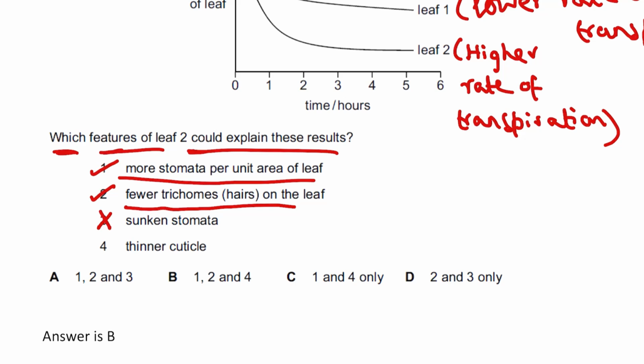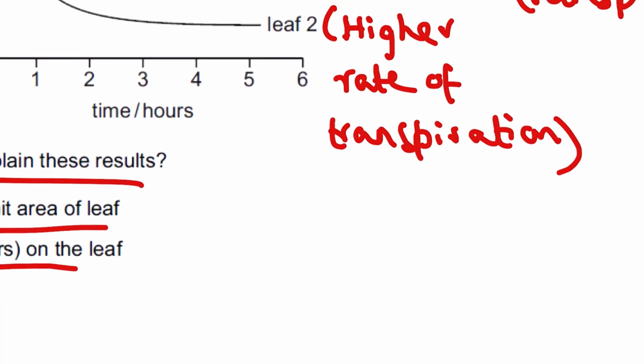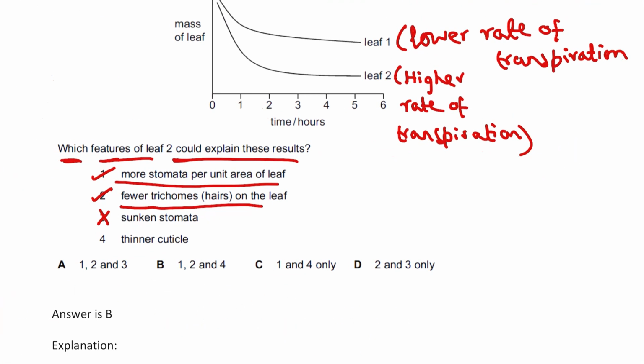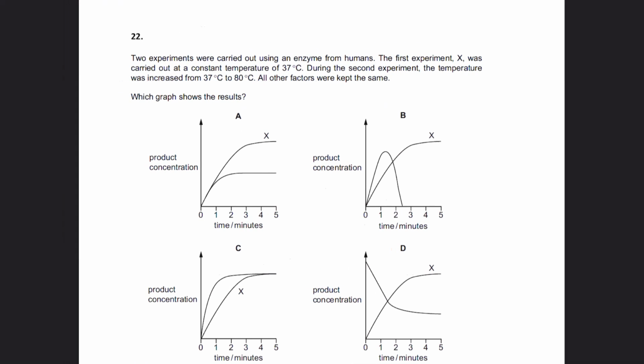Sunken stomata, guys, this is wrong. Sunken stomata decrease the rate of transpiration, and if leaf 2 had sunken stomata, the rate of transpiration would be lower in leaf 2. Okay, if we talk about a thinner cuticle, then as you all know, the thinner the cuticle, the more the loss of water vapor. So the thinner cuticle will increase the rate of transpiration. So the answer should be 1, 2 and 4. The answer is B.